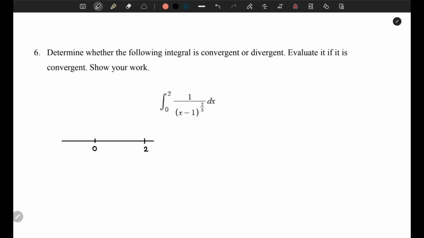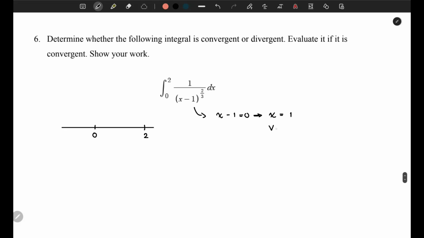However, the problem is there's a vertical asymptote in this function. Let's go ahead and find it. Setting the denominator to 0, we would just do 3/2 on both sides. That just becomes 0, this cancels out. Technically we're just left with x minus 1, and then this gives x equal 1. So what this means is we have a vertical asymptote at x is equal to 1.